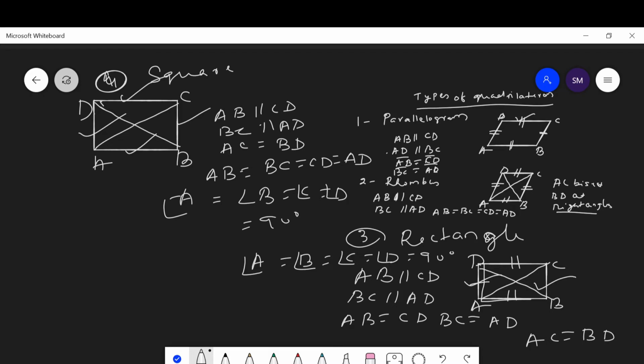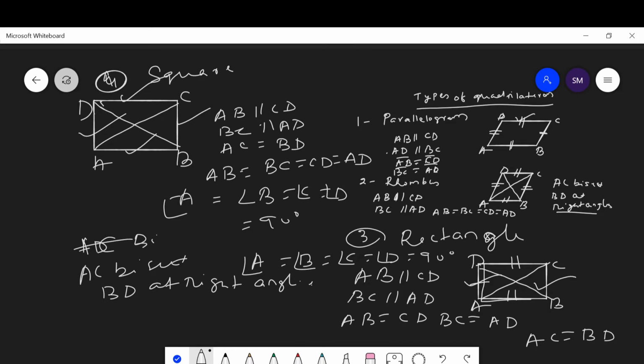Both the diagonals bisect each other at right angle. Means AC bisects BD at right angle. This is the same as the property of a rhombus. Means all squares are rhombus, but all rhombus are not squares.